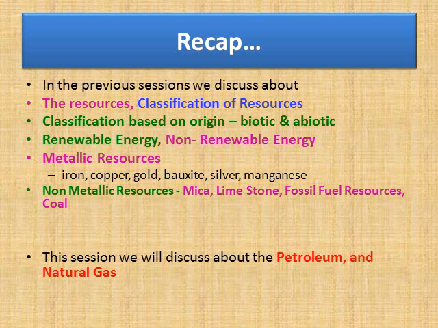The metallic resources are those type of resources that are composed of metals. Metals are hard substances and are good conductors of heat and electricity. Iron, copper, gold, silver, manganese, etc. Iron is the fourth most common element in the Earth's crust. Magnetite and hematite are the common ores of iron.